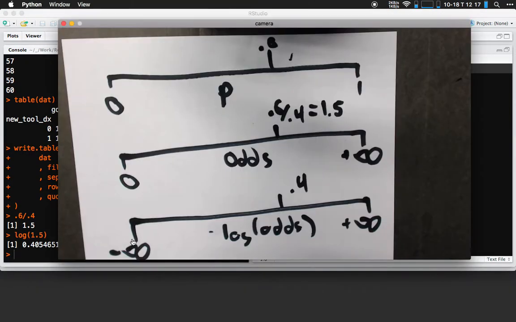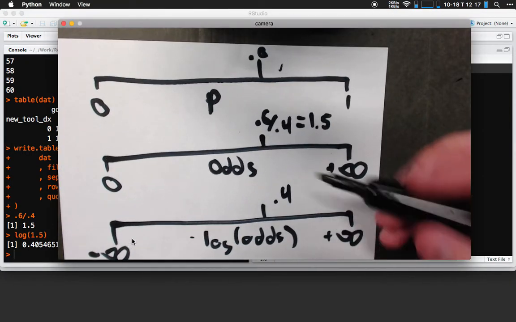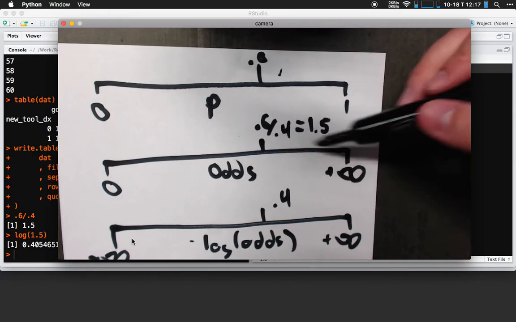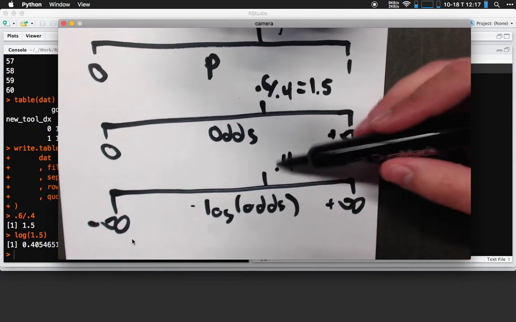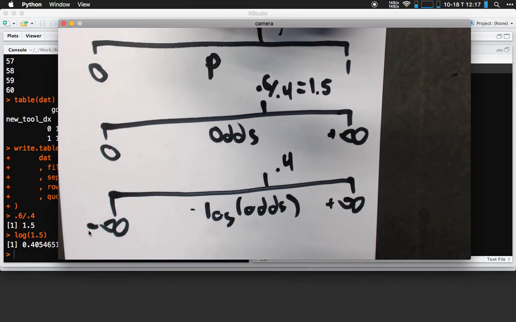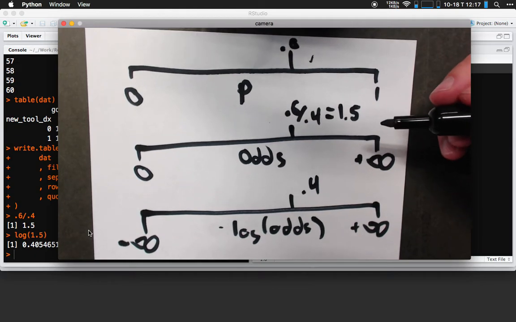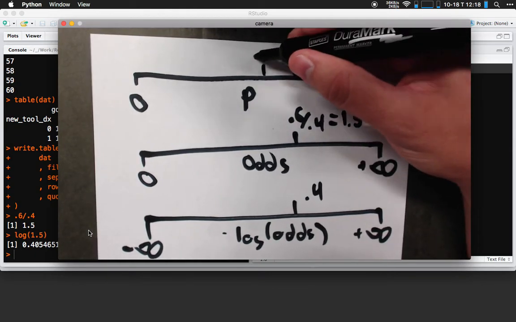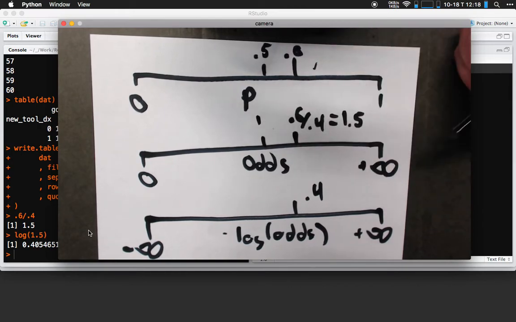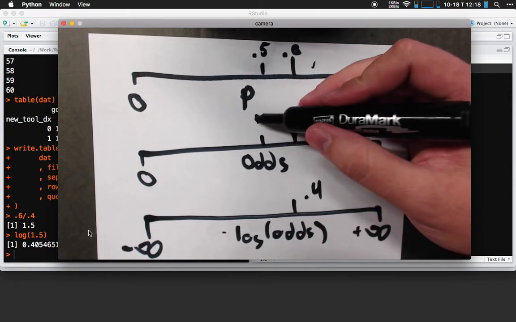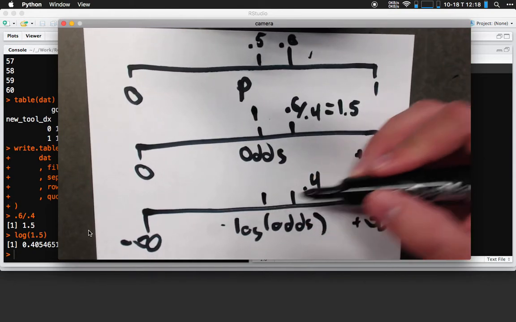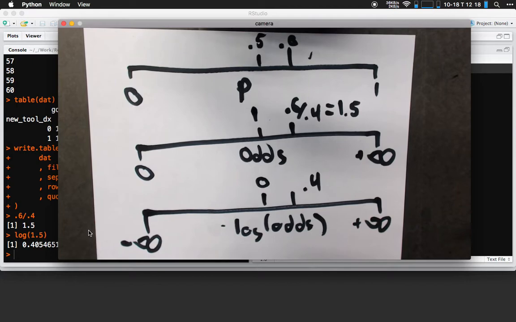So back to our camera. We'd start out with a value of 0.6 on this scale. It ends up being 1.5 on the odds scale. So on log odds it is about 0.4. To give you a feeling for how this works, if it were 0.5, it would be odds of 1, so 0.5 divided by 0.5 is 1, and therefore on log odds it's 0.